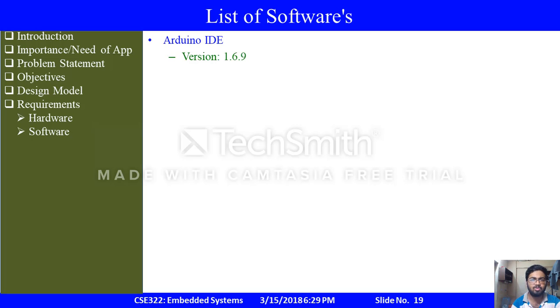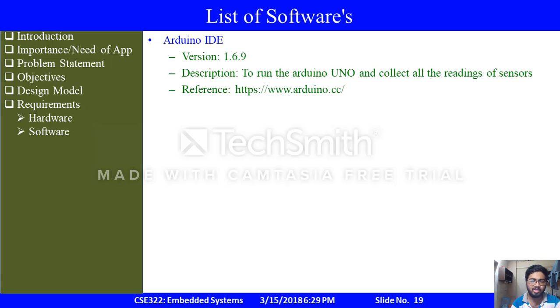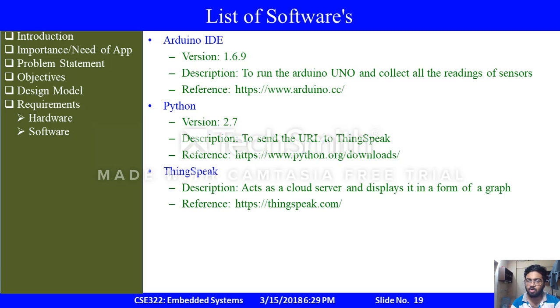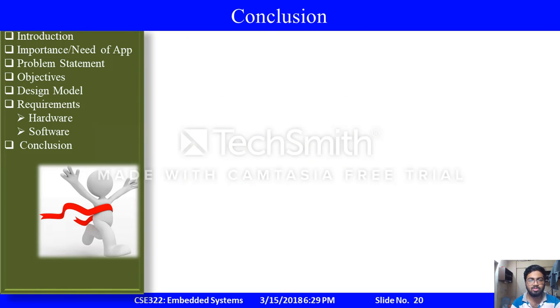The first one is the Arduino IDE. Since we are using the Arduino microcontroller, its version is 1.6.9 and it is used to run the Arduino Uno and collect all the readings from the sensors. The next one is Python. Its version is 2.7 and it is used to send the URL to ThingSpeak. And the next is ThingSpeak, which acts as a cloud server and displays the data in the form of a graph.